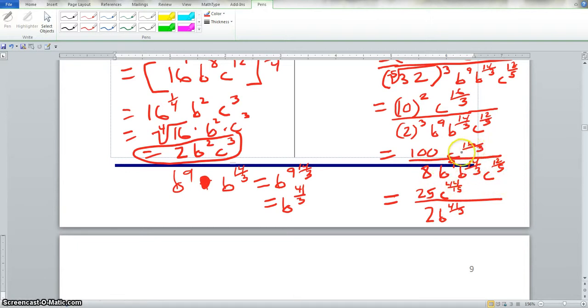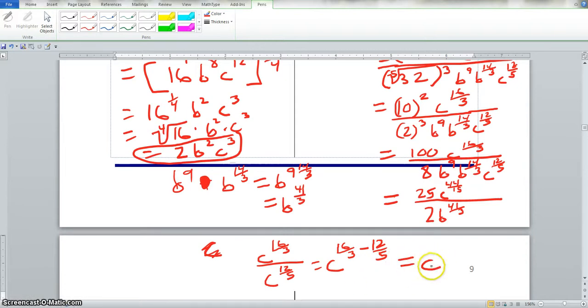Now we look at our c's. We have c to the 16 thirds divided by c to the 12 fifths. So we have c to the 16 thirds all over c to the 12 fifths. Now we know when we have the same base, we subtract the exponents. So it'll be c to the 16 thirds minus 12 fifths. Now, when you put this in your calculator and simplify it, it will give you c to the 44 fifteenths. And that will be your final answer.